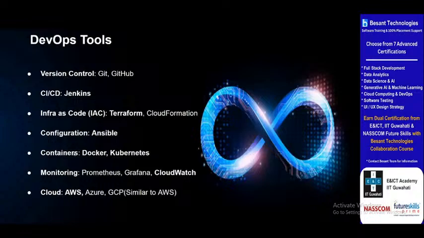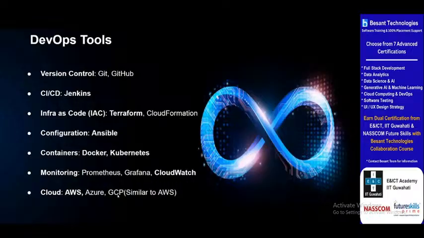Okay. Containers fall under Docker and Kubernetes. Okay. For monitoring, it is Prometheus and Grafana. Grafana is visualization and Prometheus is a monitoring tool. Again, CloudWatch is also an AWS service. Okay. And cloud is AWS, Azure, and GCP.